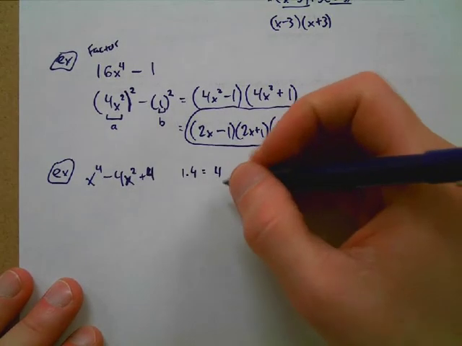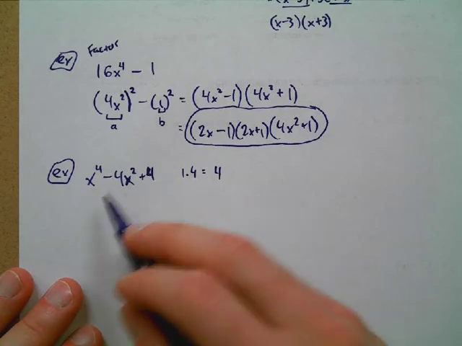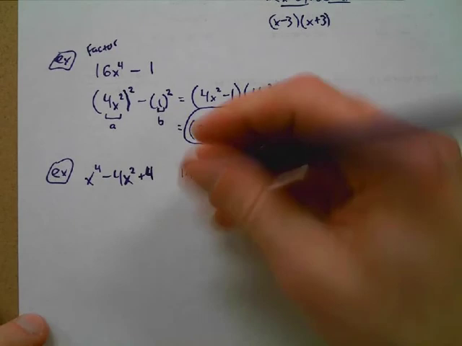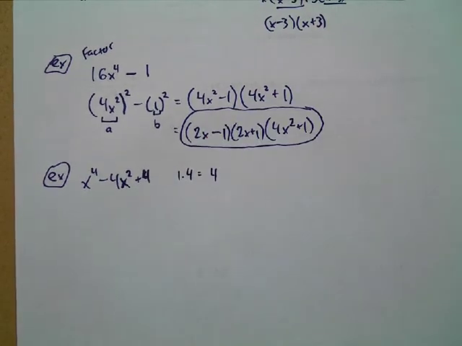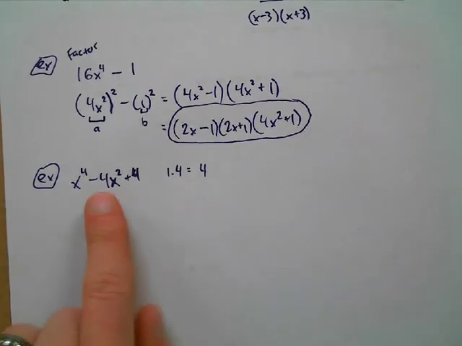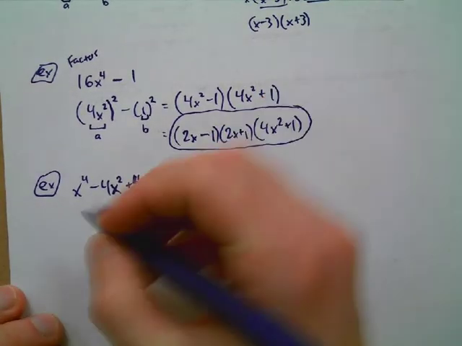We need 2 numbers that multiply to positive 4, but add to make, what's our middle term here? Negative 4. So what are those going to be? Positive 2 and positive 2 would multiply to positive 4, but they would add to a positive 4. So 2 and 2 won't work. Negative 2 and negative 2. You got it.